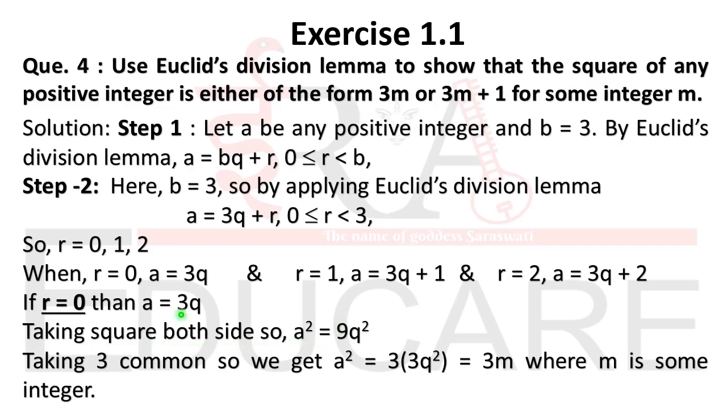So a square is equal to 3q square. 3 3s are 9, the square of 3 is 9. And the square of q is q square. Now you take 3 as common, so you get a square is equal to 3 times 3q square. Now put 3q square equal to m, so it gives you 3m, where m is some integer. So your first form is proved, right? Either in the form of 3m or 3m plus 1. So now next is 3m plus 1.